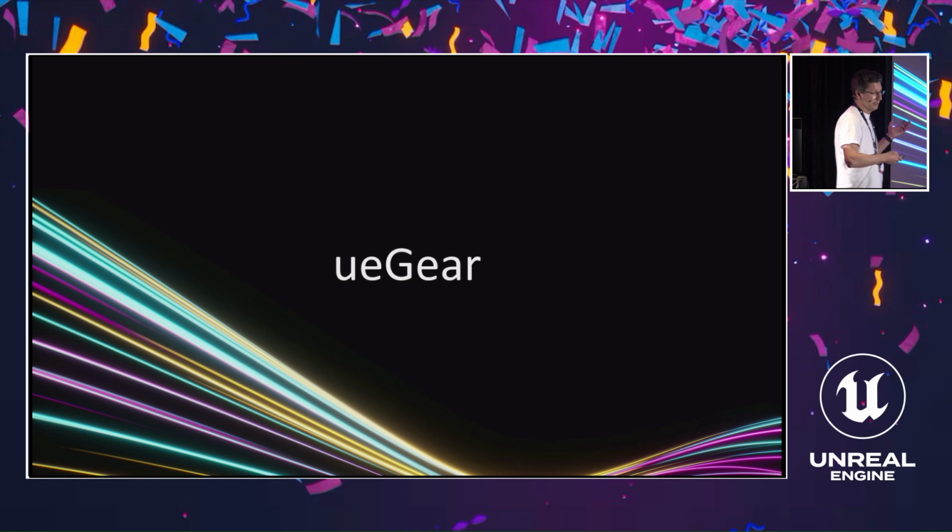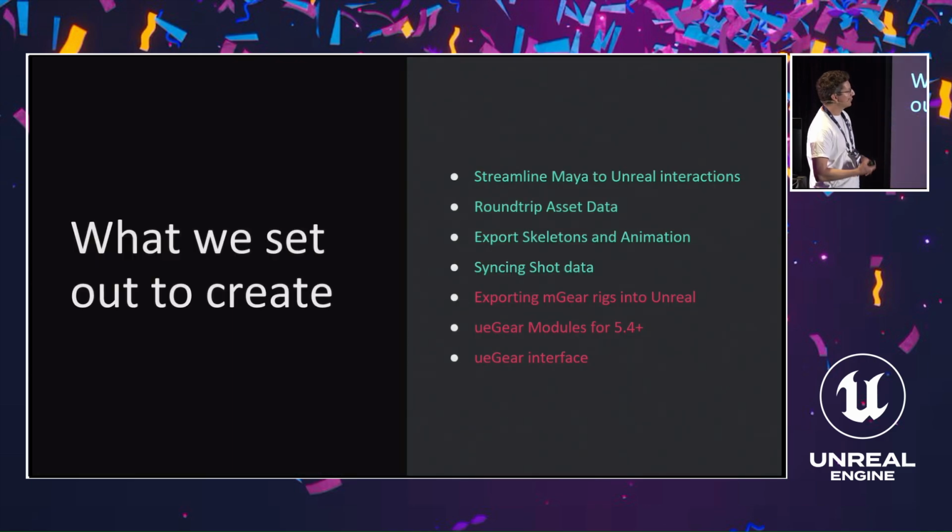So, ueGear. When we set out our journey on ueGear, these were the things that we wanted to achieve. We wanted to streamline the Maya to Unreal interactions. We wanted to round-trip data from Maya to Unreal, and also from Unreal back to Maya, because if you're in a linear production, it's very iterative. We wanted to export skeletons and animation from Maya and make that whole process easier. We wanted to sync shot data so that if you're doing linear content, you can basically import shots specifically.